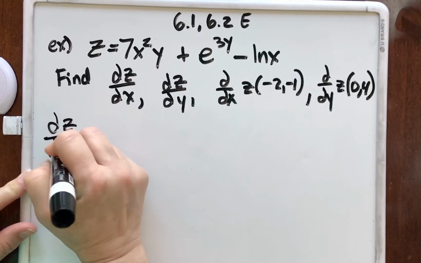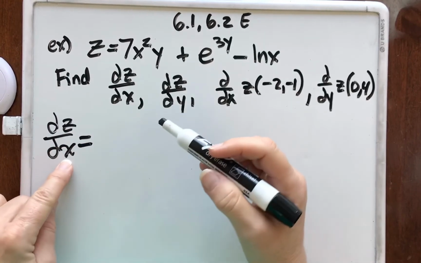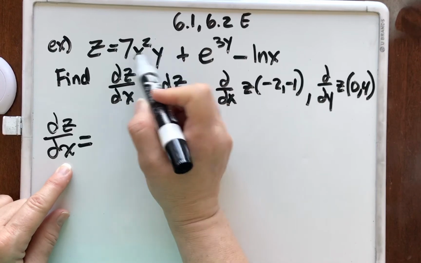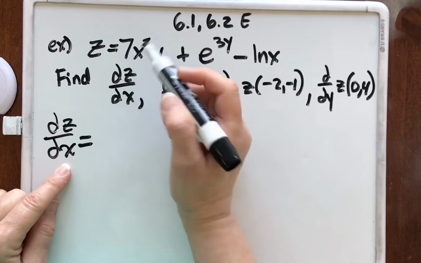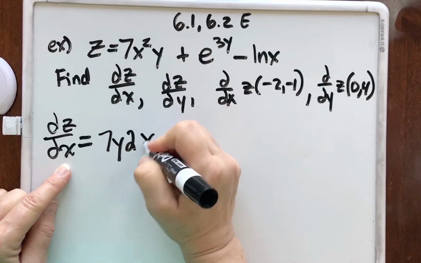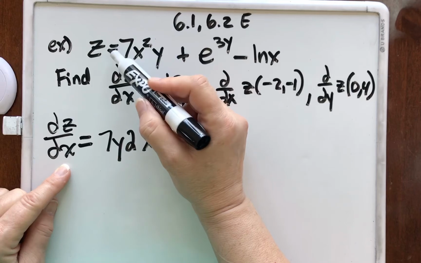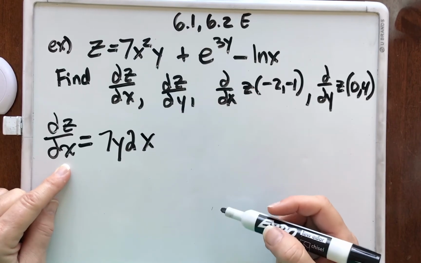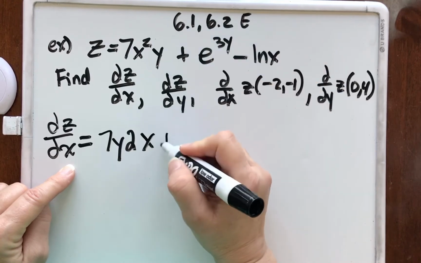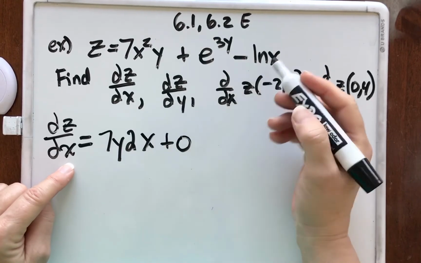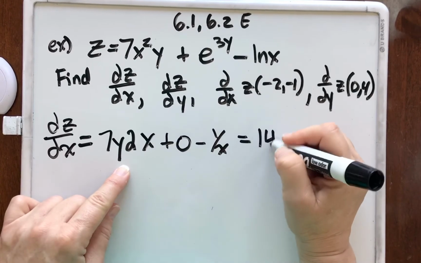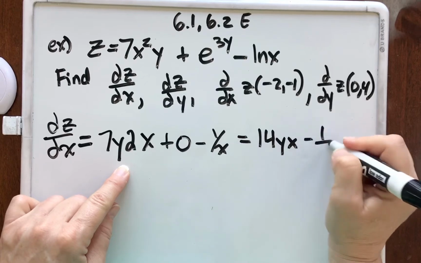Partial z with respect to x equals. This means x is the variable, so x squared is a variable, and 7 and y are constant. They're just like numbers. So we have 7y times 2 times x. We bring down the 2, multiply it by 7 and y. All right, x is the variable, so this is a constant, so that's just 0. X is the variable minus 1 over x. Okay, so this equals 14yx minus 1 over x.